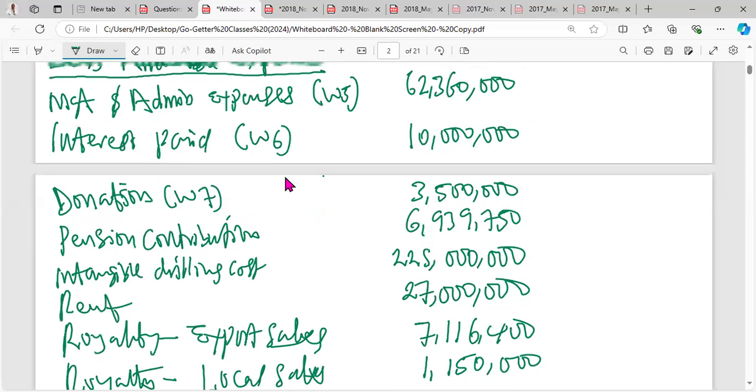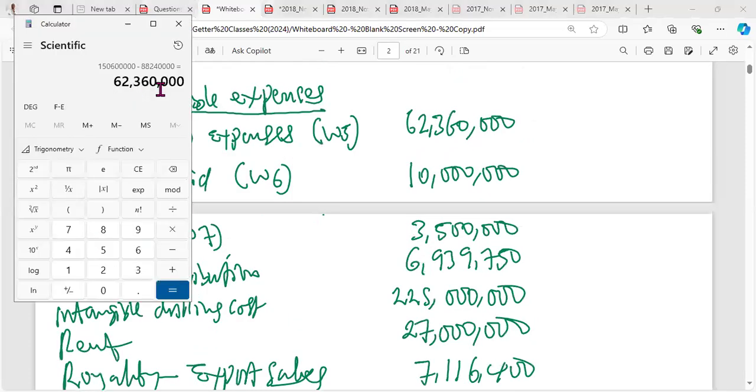What a long sum. 662,360,000. We have it here already. Now plus 10 million. Plus 3.5 million. Plus 6,939,750, plus 225,000, plus 27 million, plus 7,116,400.